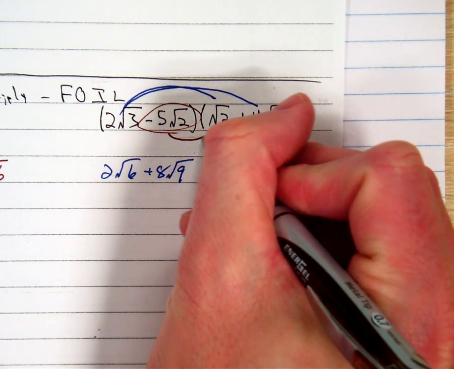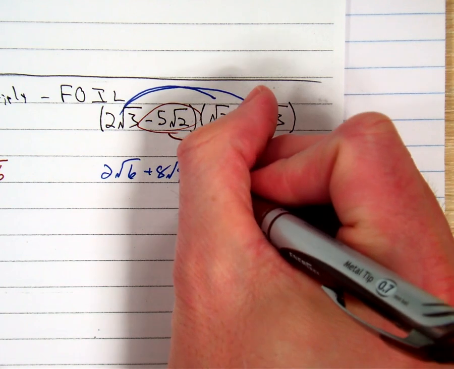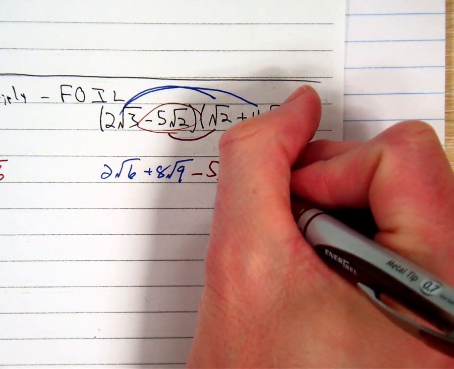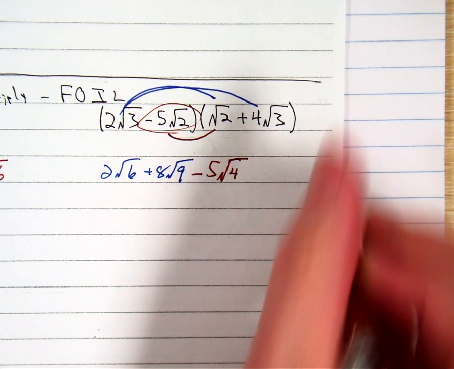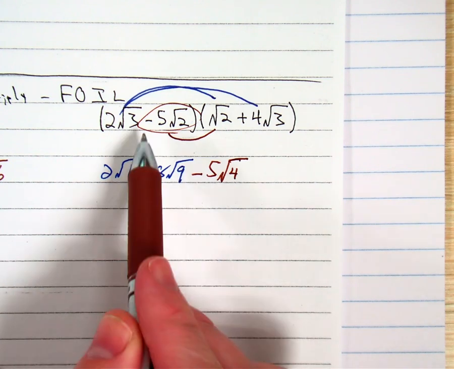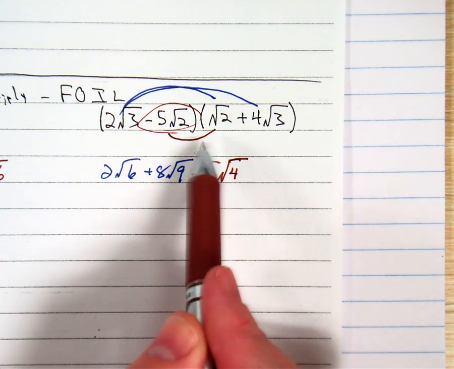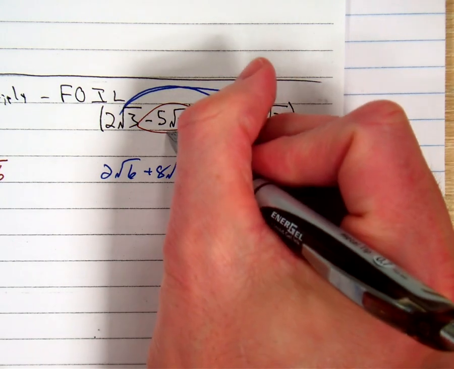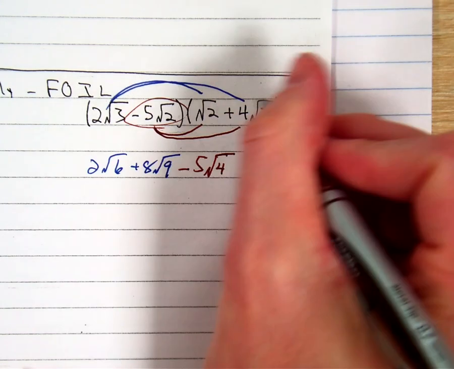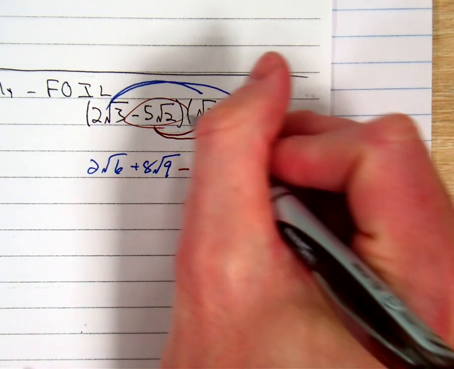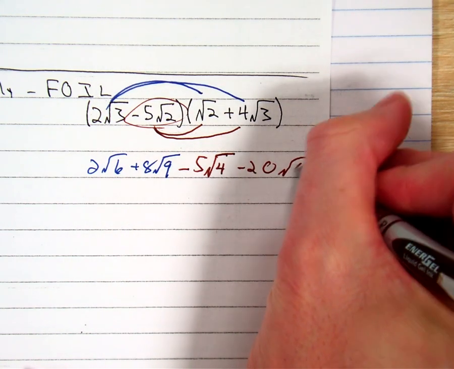Minus 5 radical 2 times radical 2, same thing. We're going to go minus 5 radical 4. Even though a lot of you are probably ready to call that minus 5 times 2, we'll do another step. And then 5 times 4 will have minus 20. The 2 with the 3, radical 6.